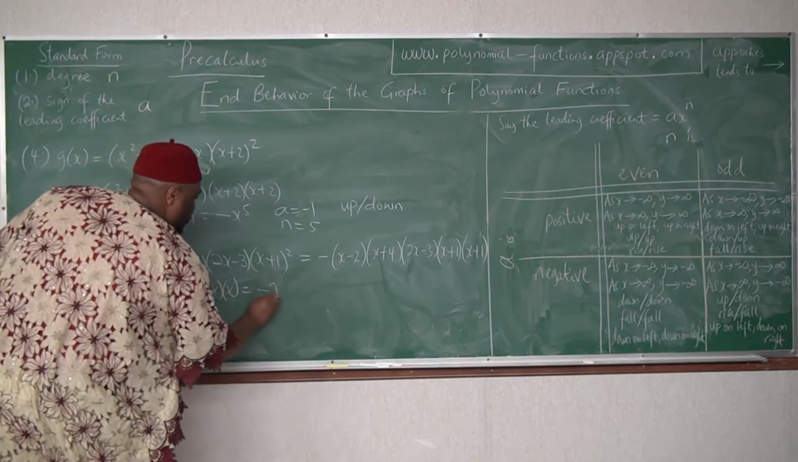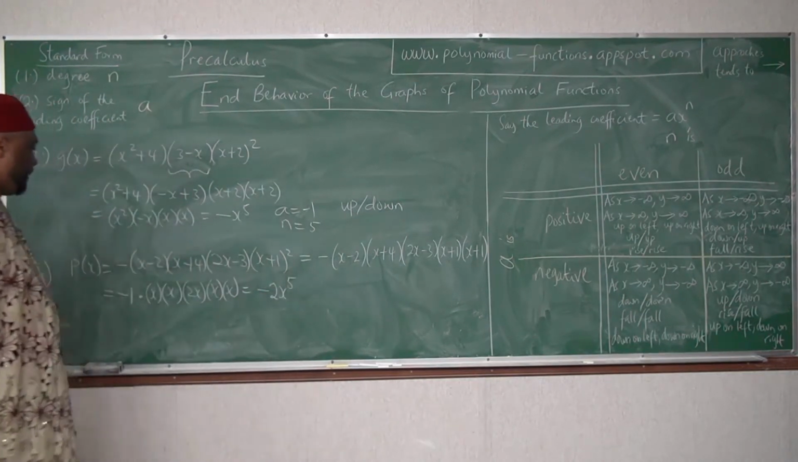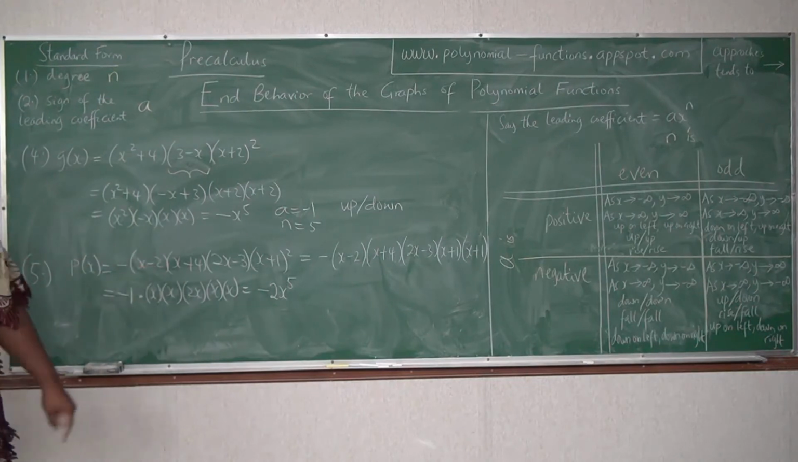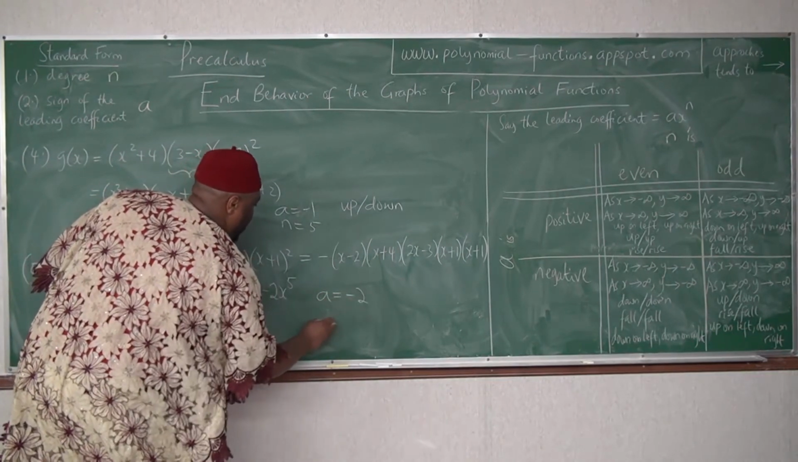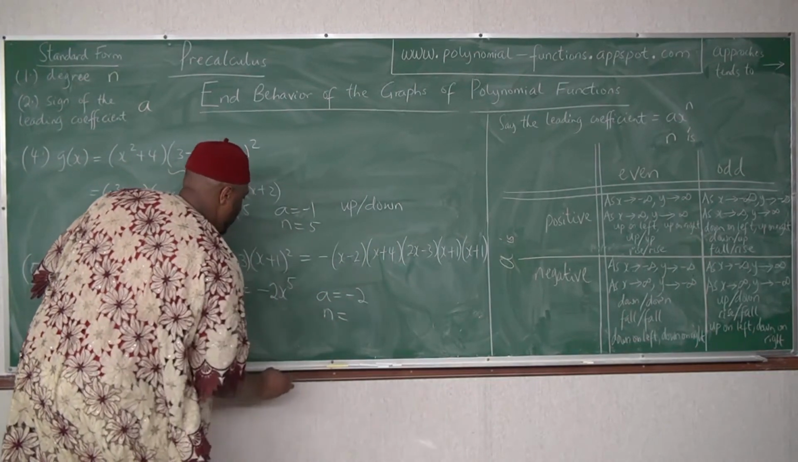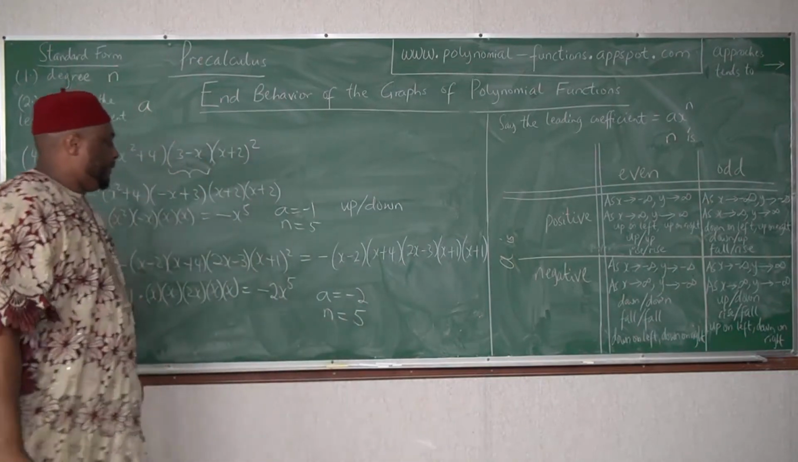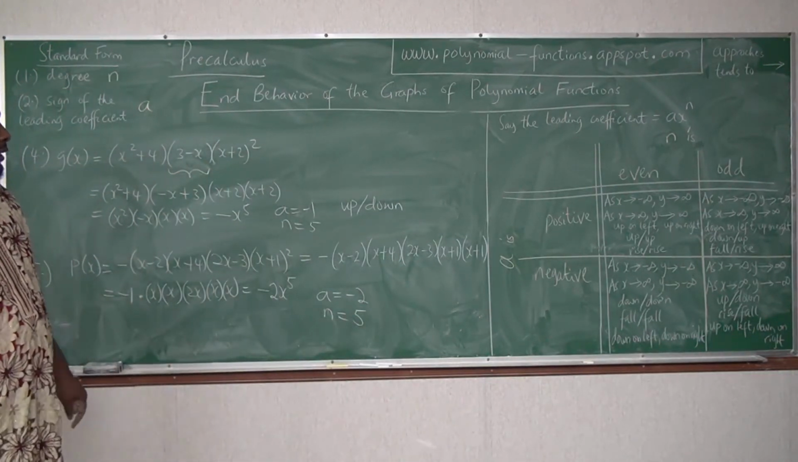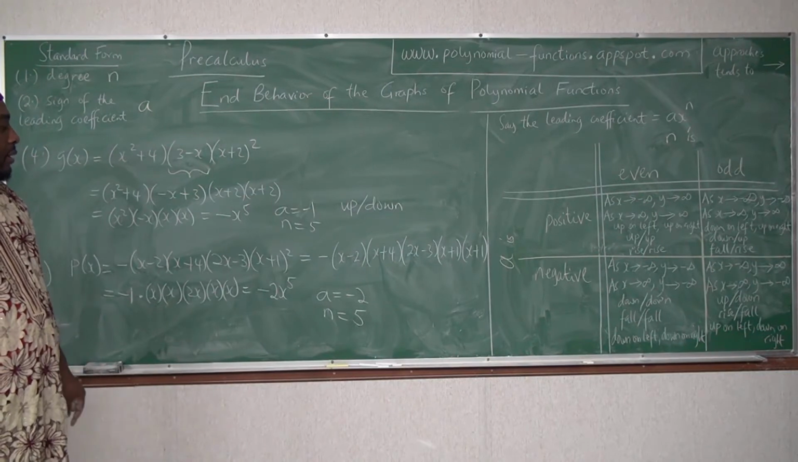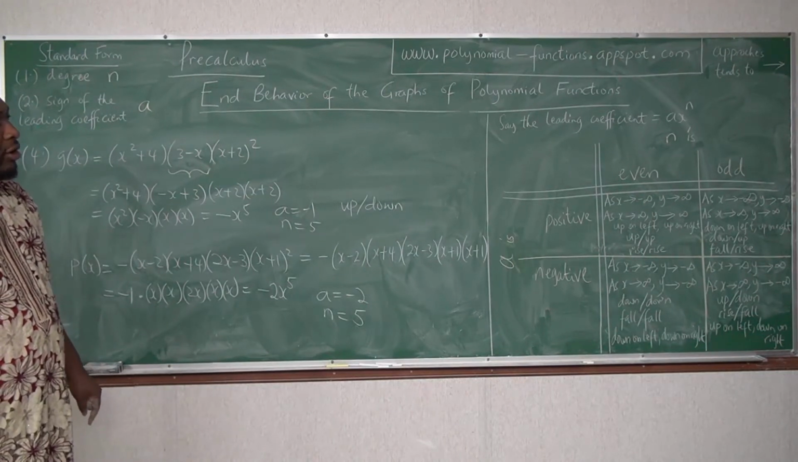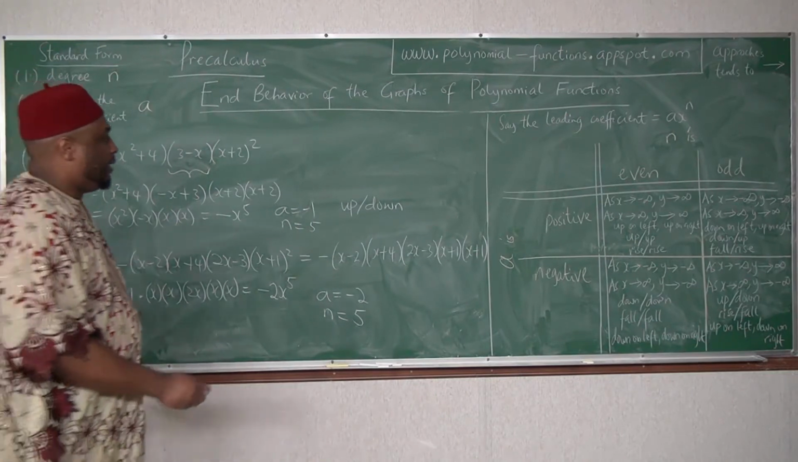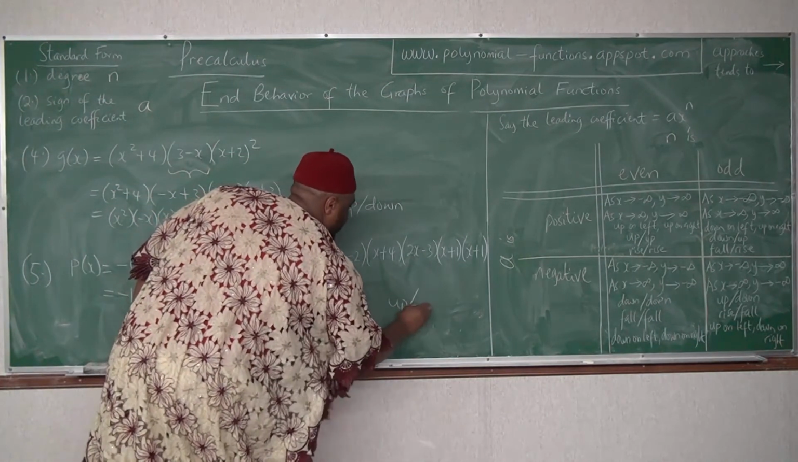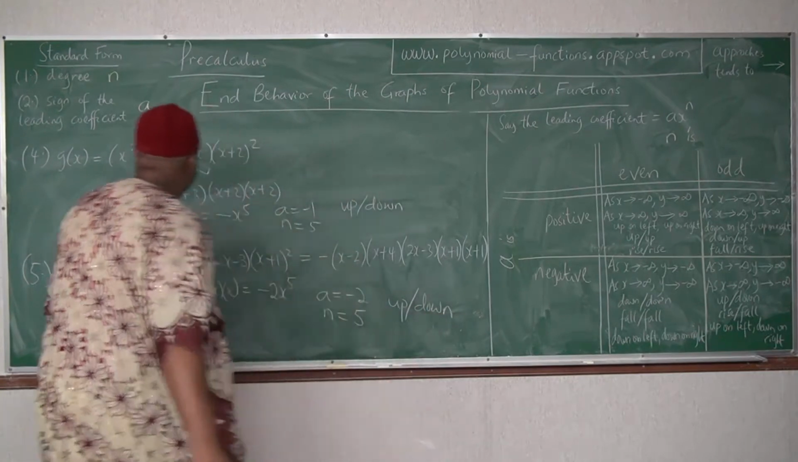Negative 2x to the 5th. So our a is negative 2 and our n is 5. Okay? So this is negative leading coefficient and odd degree. And that is what? Up, down.